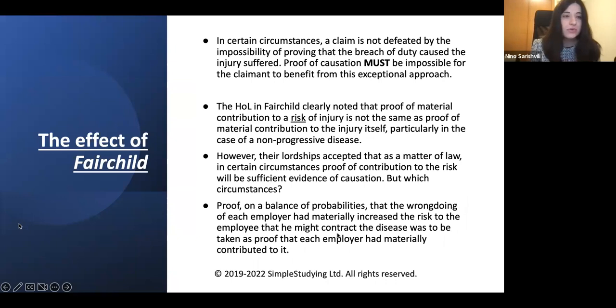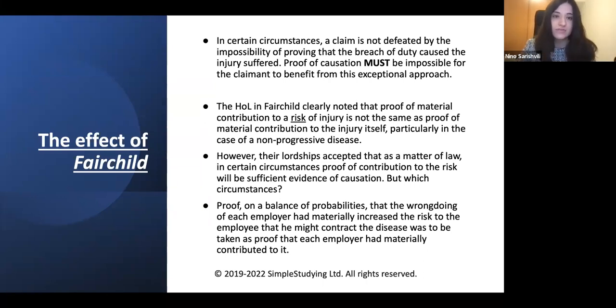And there are a few parts of the judgment, a few principles that came out of this case that you should remember when applying the causation test. In certain circumstances, a claim is not defeated by the impossibility of proving that the breach of duty caused the injury suffered. Proof of causation must be impossible for the claimant to benefit from this exceptional approach. So this only applies if the proof of causation is impossible. So that's like a last resort.